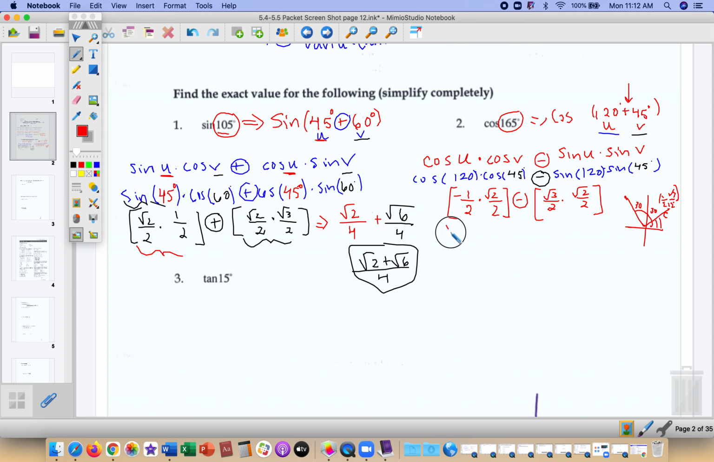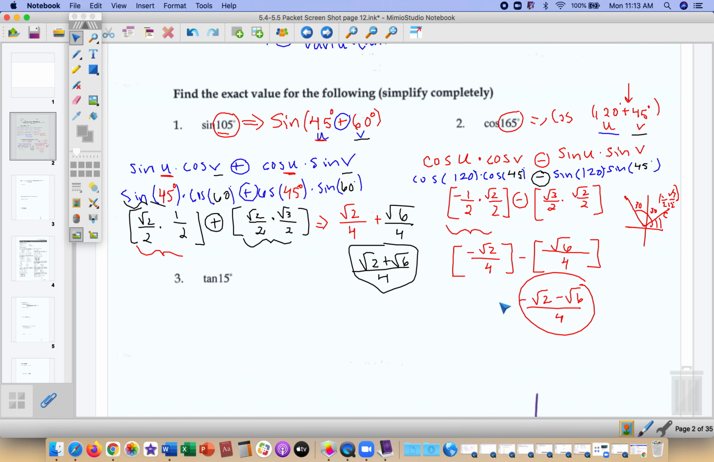So for this fraction on the left, we have negative 1 times root 2 is negative root 2 over 4, minus, up here we have root 3 times root 2. You're allowed to multiply. We have root 6, even though they're not like radicals, you're allowed to multiply. So we have negative root 2 minus root 6. I like to put that negative in the numerator, all over 4. And that's our answer. We can't go any further.